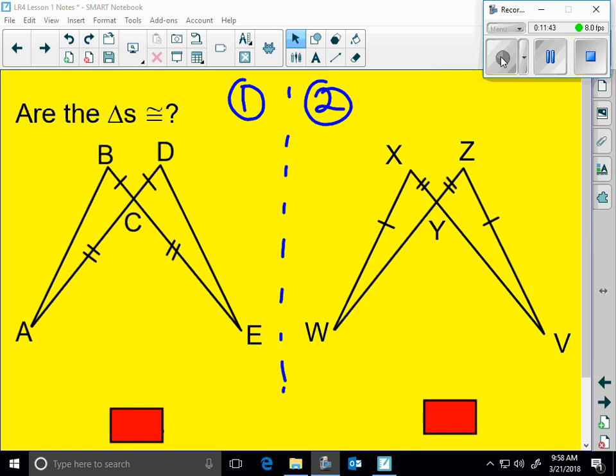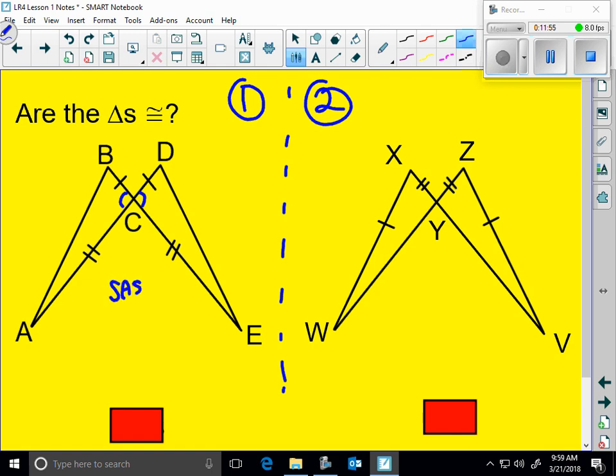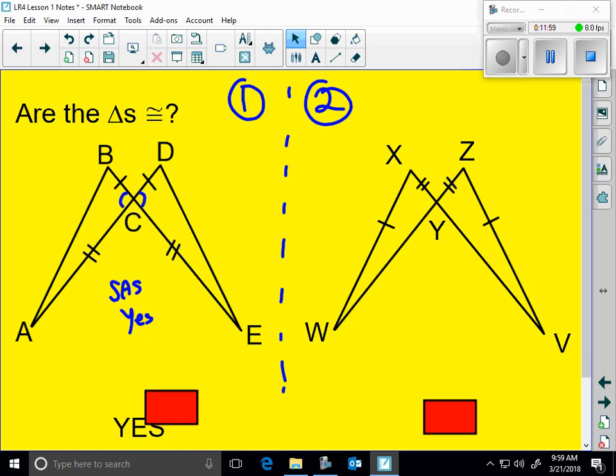First one, yes or no? Yes, right? I see angles here that are vertical angles, so I see side, angle, side. I see yes. Let's see if when I uncover this, it works. Yes. Okay, good. How about the next one?